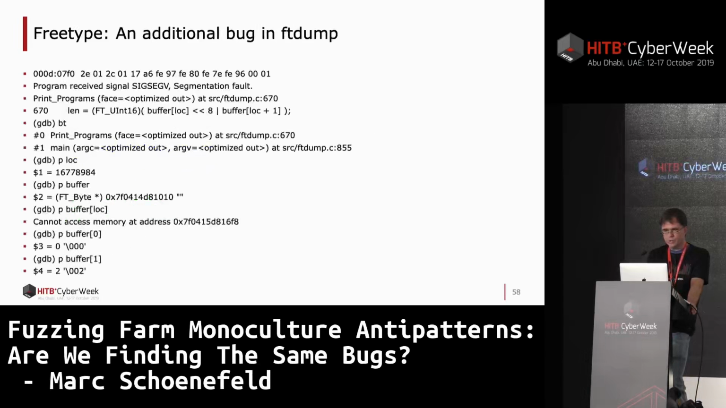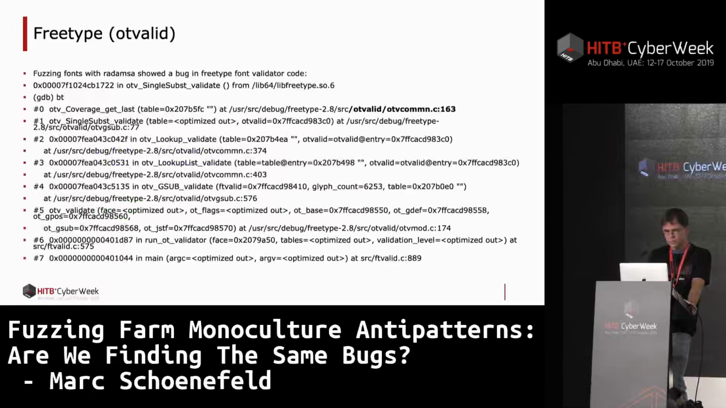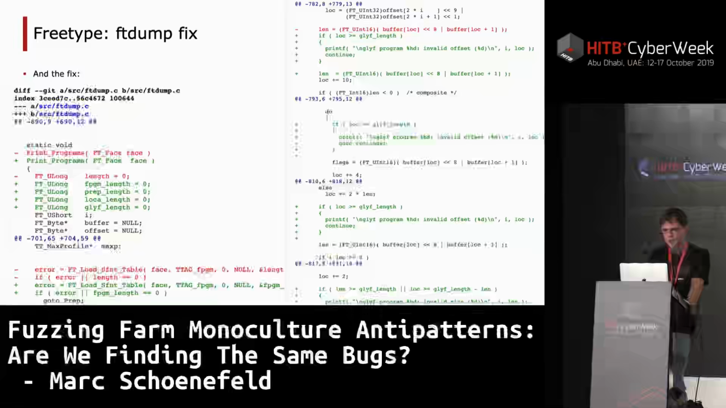There was an additional bug in ftdump. ftdump was not verifying length fields. I forgot, this was found with ZZUF. Sorry, that's not on the slide. Also, this was found with ZZUF, and here we see that the dump tool of FreeType utils does not verify length fields, and they also came out very fast with a fix.